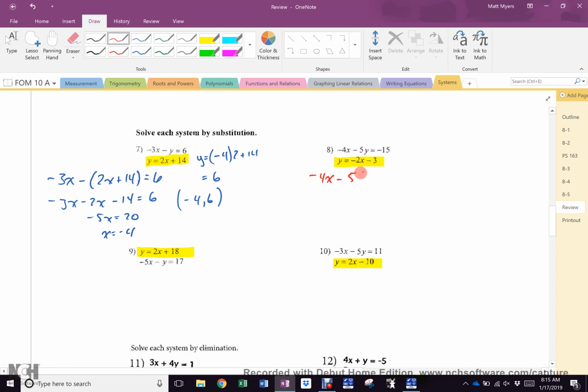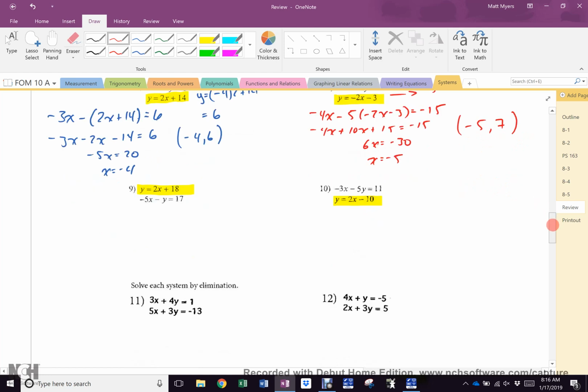-4x minus 5 times -2x minus 3 equals -15. -4x plus 10x plus 15 equals -15. 6x equals -30, x equals -5. Then you come up to here. Y equals -2 times -5 minus 3, which is +10 minus 3, which is 7, to give you -5, 7. And then you checked it in the other one, and you know you did it right. All of these are worth 2, by the way, because you had to do algebra.